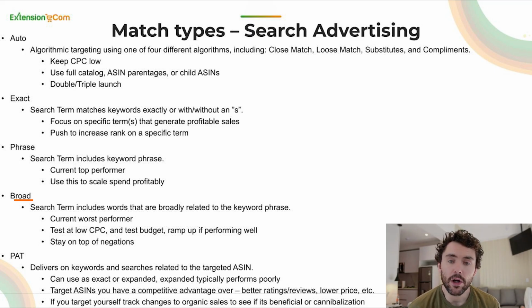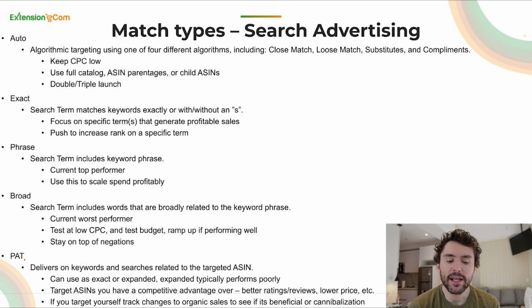So next up is going to be broad match, and this is going to include search terms that are broadly related to the keyword phrase. This is currently one of the worst performers. So you want to test it at a low CPC and a low test budget and ramp it up if it's performing well. And you need to stay on top of your negations. Amazon will push you pretty broadly, and it might put you on things that don't make sense. So make sure you're constantly negating this and make sure you are having strong bid control in order to be successful on broad.